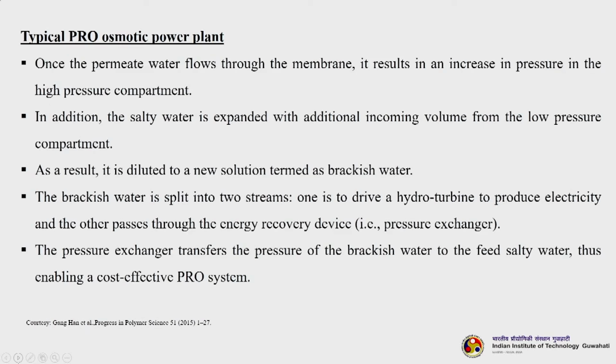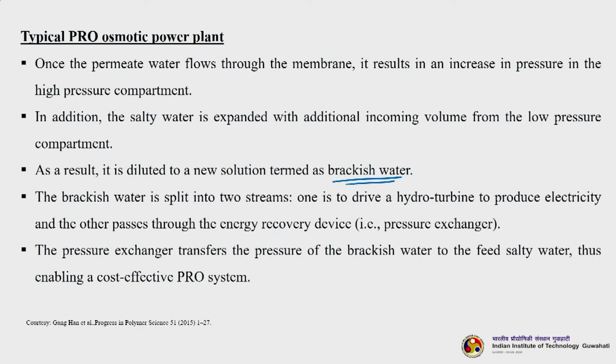Once the permeate water flows through the membrane, it results in an increase in the pressure in the high pressure compartment. In addition, salty water is expanded with additional incoming volume from the low pressure compartment, and as a result it is diluted to a new solution termed the brackish water. We are calling it brackish water because eventually its concentration is getting decreased.